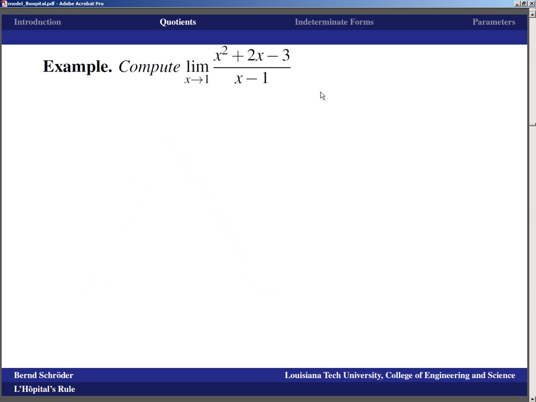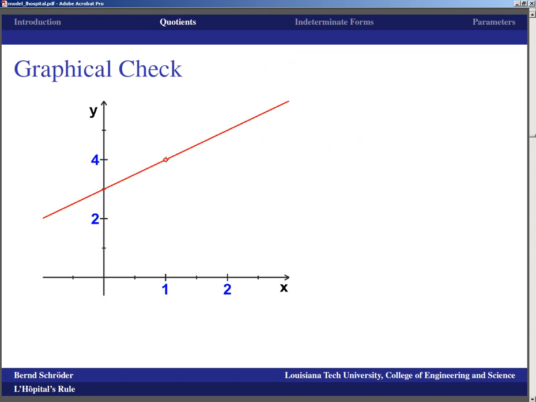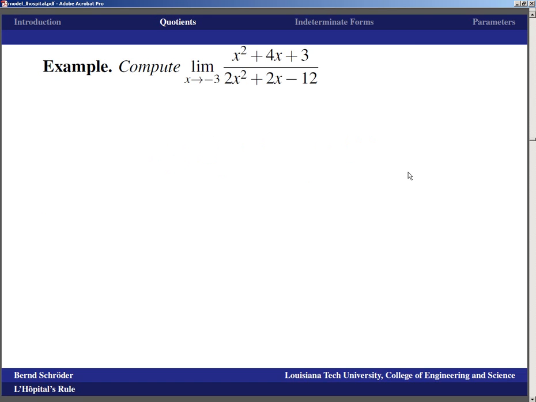If we're looking at problems that we had before, like the limit as x goes to 1 of x squared plus 2x minus 3 divided by x minus 1, well, let's see. At 1, that's 0 over 0. We find the limit of the derivatives: the derivative of x squared plus 2x minus 3 is 2x plus 2, and the derivative of x minus 1 is 1. So the limit of that as x goes to 1 is 4. Is that right? Well, yep, here's the function, here's the hole, and the hole is at height 4. Good.